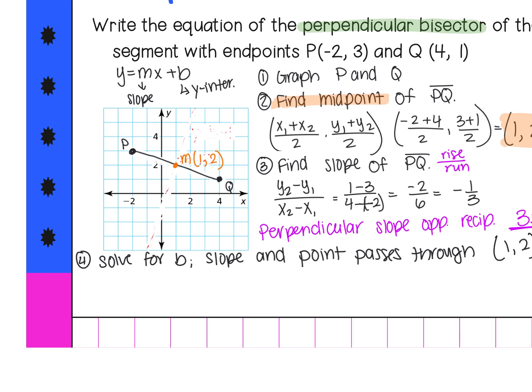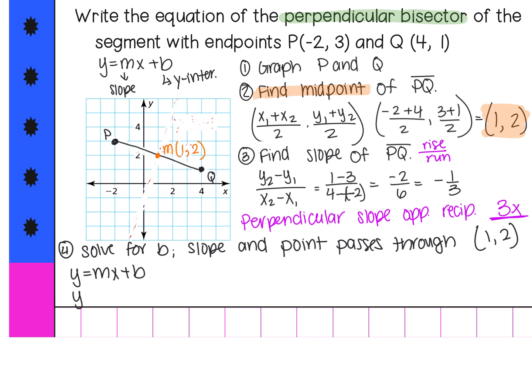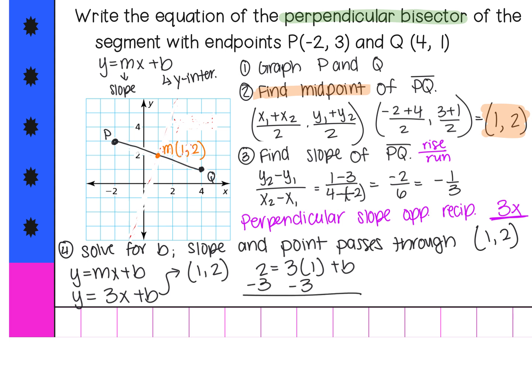So how am I solving this? I'm using the y equals mx plus b, and I'm using my new slope. So I have y equals 3x plus b, but I'm using the point 1, 2. So plugging in what I have, I'm plugging in 2 equals 3 times 1 plus b. I'm trying to solve for that b. 3 times 1 is 3. So I'm going to go ahead and subtract 3 from both sides. And b is going to equal negative 1. So that is my y-intercept.